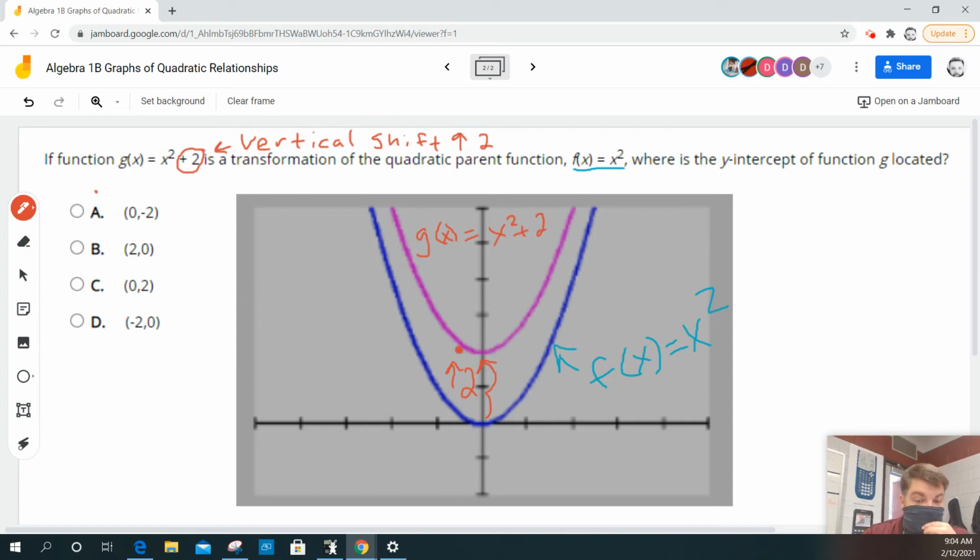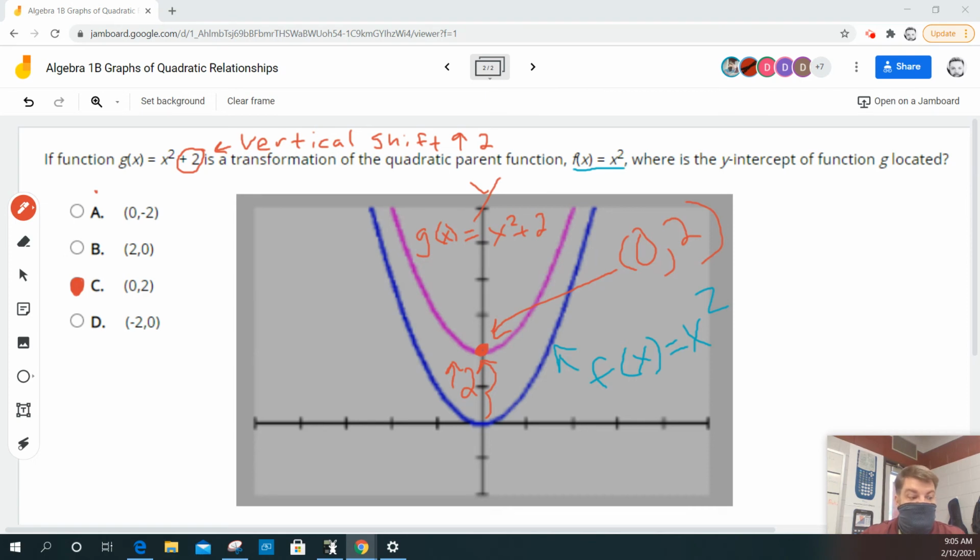And that plus 2 is the thing, but they want to know what is the y-intercept. So here's my y-axis. They want to know where this crosses at. Well, this point right here is the point 0, comma 2. So I think C would be the right answer. Okay. I'll leave that. Does anybody have any questions on that?